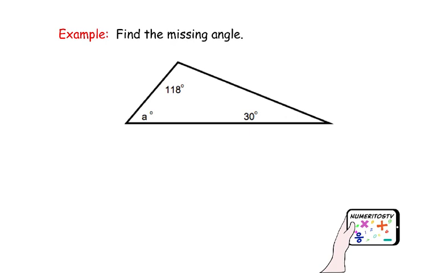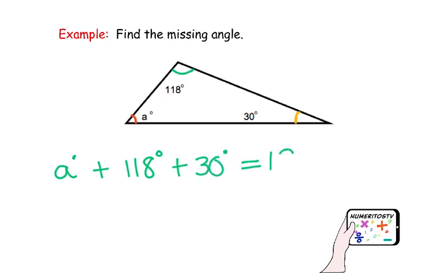We have angle A here, so we need to find that missing angle. We have this angle here that is 118 degrees, and we have this angle that is 30 degrees. As we can see, this is an obtuse triangle. The sum of the interior angles in any triangle is always 180. So I can write the following equation. I can say that angle A plus 118 plus 30 equals 180.